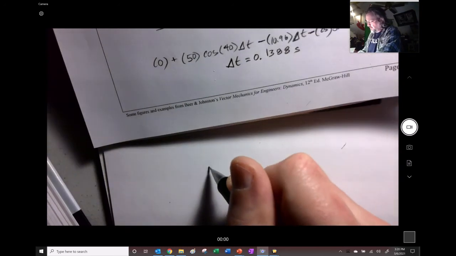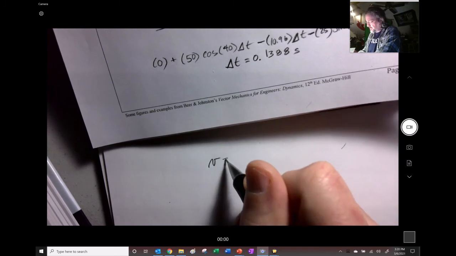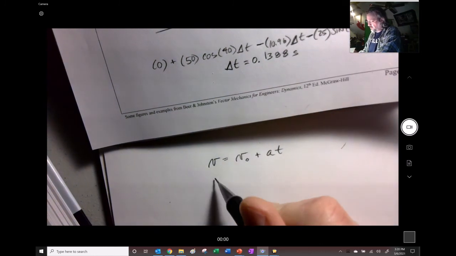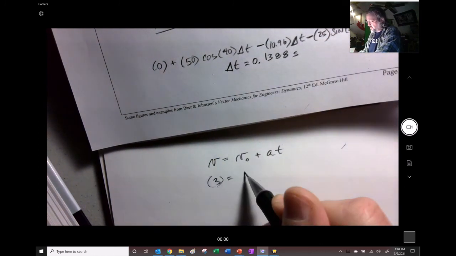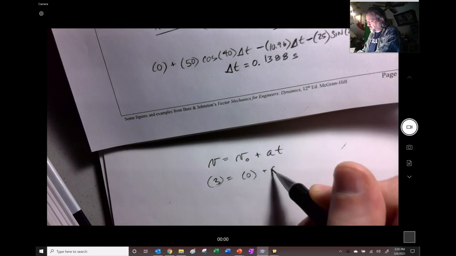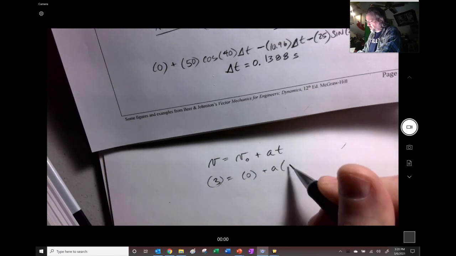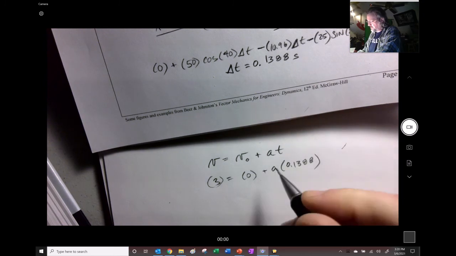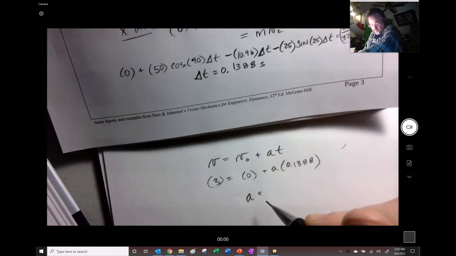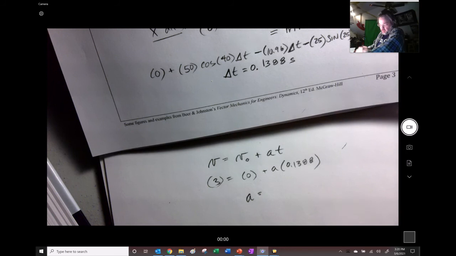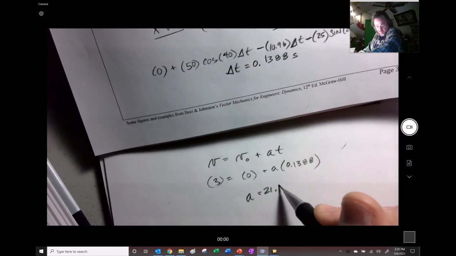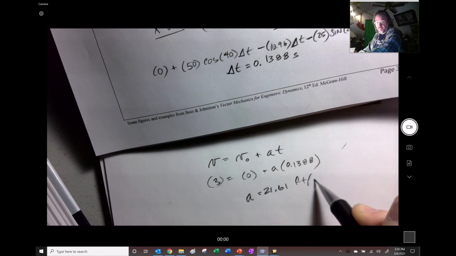Well, here's the final velocity equals the initial velocity plus the acceleration times the time, right? So we have the final velocity is 3, the initial velocity was 0. Let's figure out what this acceleration is going to be: 0.1388 right there. So the acceleration is just simply going to be that divided by that, or 21.61 feet per second squared.